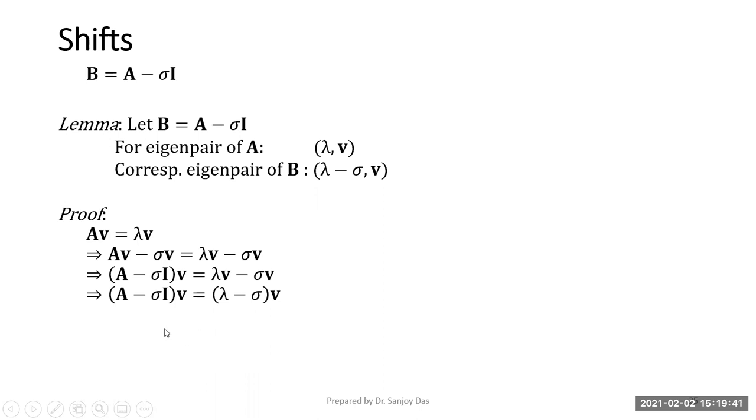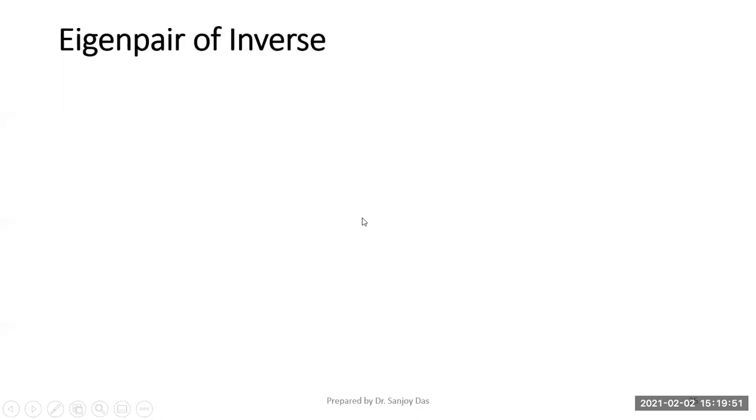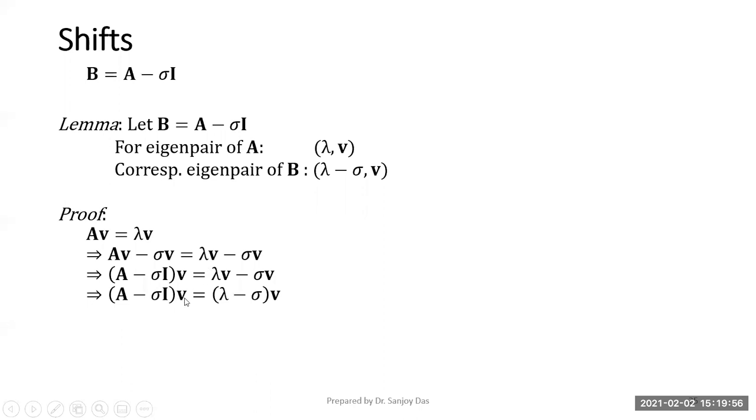Whence, by definition, if A minus sigma I is the matrix B, then its eigenvalue and eigenvector are lambda minus sigma and V. Correct? Yes. So this is shifting.